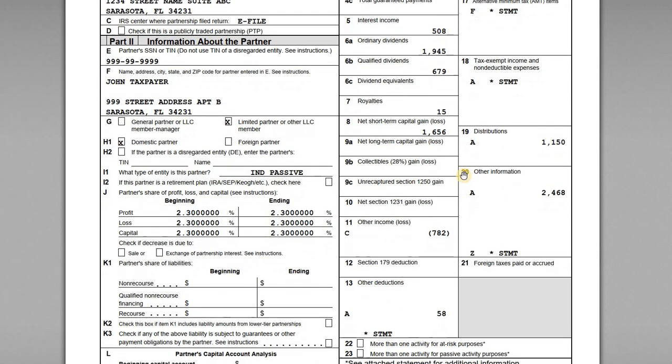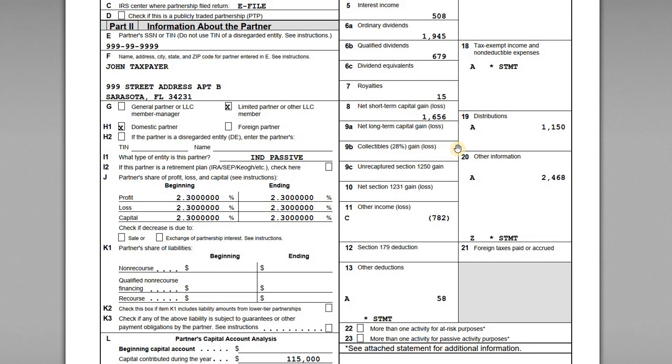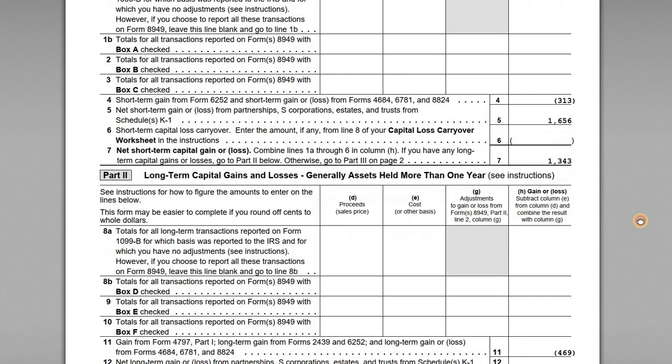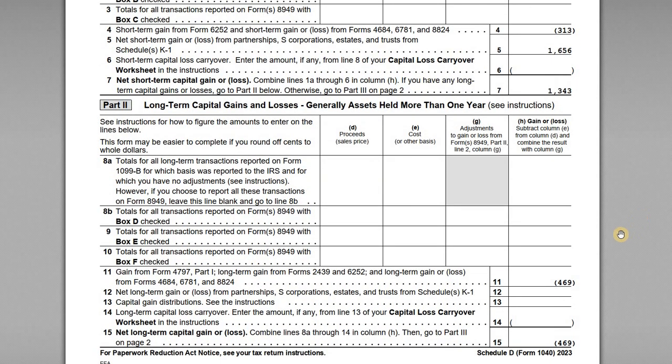Now, after the royalties, we've got some net short-term capital gains and losses, it's $1,656. So those items can be reported on Schedule D. So if we look at Schedule D, capital gains and losses, there is a line item for pass-through income.